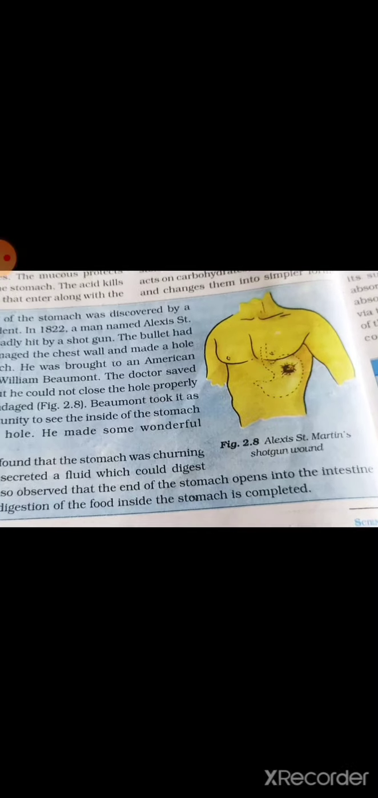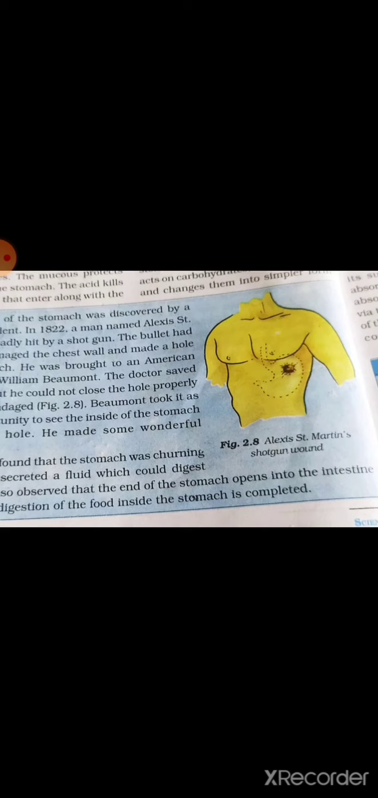We are just going to discuss about the extra topics of the chapter. There is a topic, the discovery of working of stomach. How the working of the stomach was discovered. So the working of the stomach was discovered by a strange accident. Okay, you can say incident or you can say accident. So it was an accident.